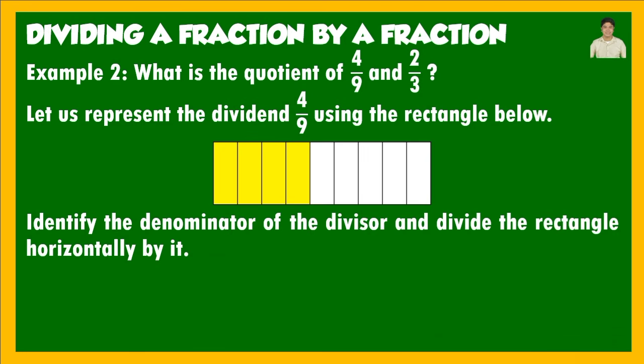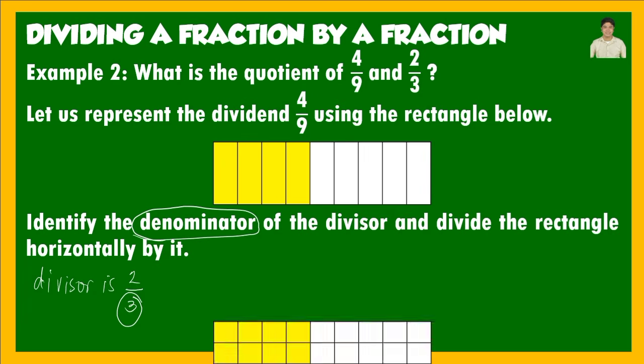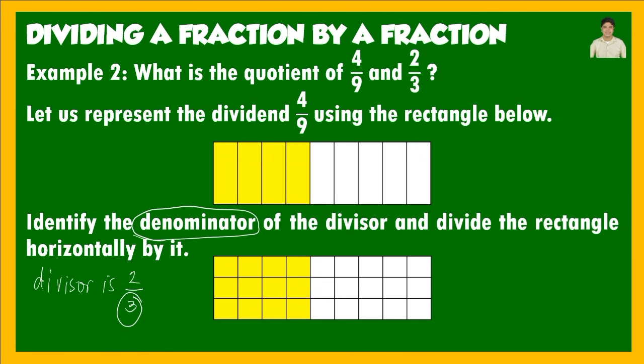Next, identify the denominator of the divisor and divide the rectangle horizontally by 3. So, yung divisor po natin dito is 2/3. And then, we are asked to, again, identify the denominator of that divisor. So, yung denominator po ng divisor natin is 3. That is why, we divide a rectangle horizontally by 3. Kitang-kita nyo naman po, nakahati po sa tatlo. Okay, tatlong rows.